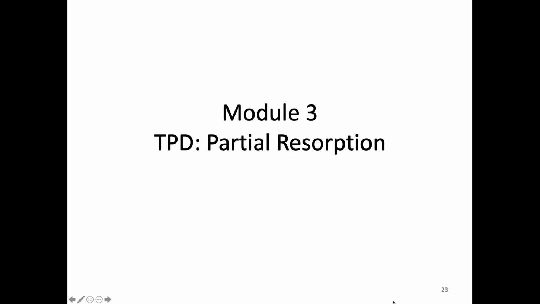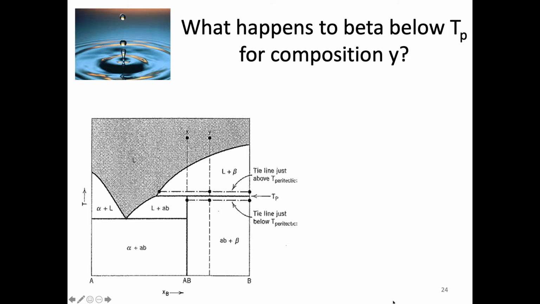All right. So we have one last portion to talk about with ternary phase diagrams, and it involves a peritectic reaction as well. So the first thing I want to start us off with is, again, going back to this binary system that we talked about with these two compositions X and Y. So I want you to think about composition Y and what happens to the component beta below the peritectic temperature.